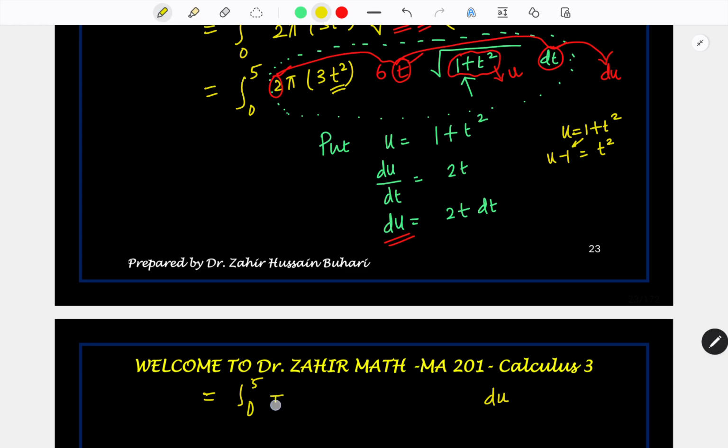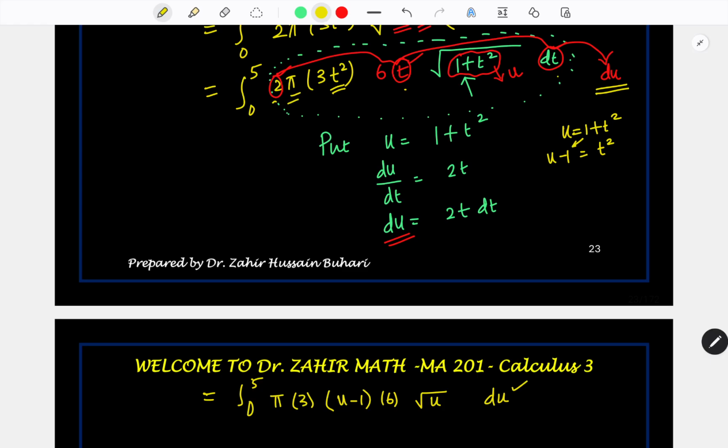And this pi is there, I didn't disturb pi. And this 3 is there, I didn't disturb. This t square is nothing but u minus 1. And the 6 is there, I didn't disturb. And then the next is square root of u. Let me explain again. 2 and then t and then dt. This is your du. This is finished.